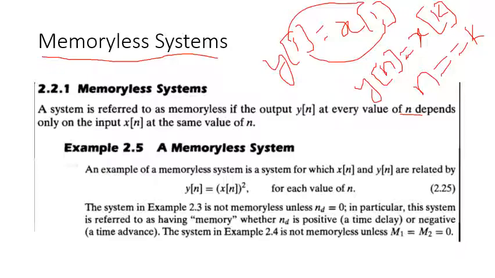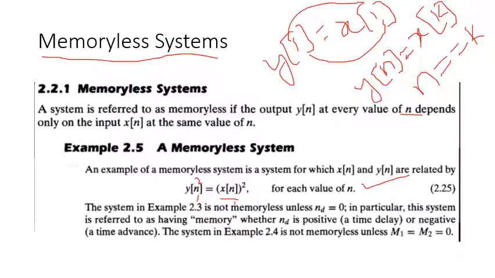So this is an example of a memoryless system. We can see here the system is a square system. The system is just taking the square of the input for each value of n. So if we put the value of n as 1 here, the input will also be x of 1 squared. If I'm computing the output at y of 2, the input will be x of 2. So this is a memoryless system.